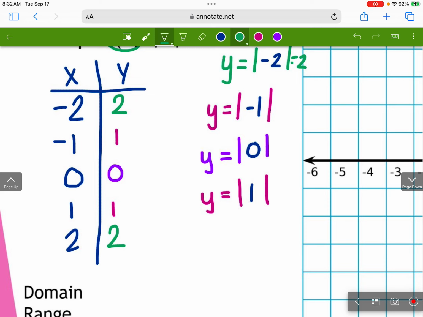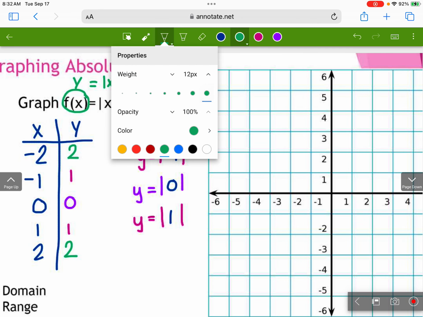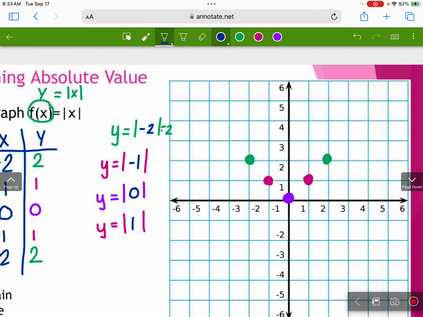So we're going to plot up our points. I've got my negative 2, positive 2, negative 1, positive 1, 0, 0, 1, 1, and 2, 2. This looks awfully familiar.